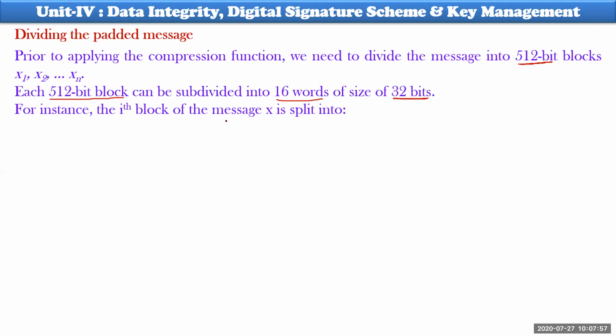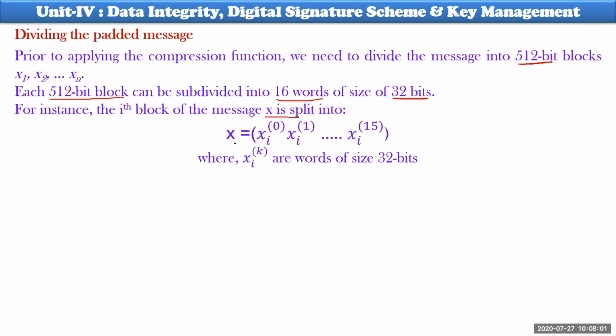So the ith block of message x will be split like this. For example, let me consider the first block of the message, x1. How is it split into words? x1 of 0, x1 of 1, and so on, up to x1 of 15. So totally 16 words. It is going to divide the total data into 16 words, something like this.